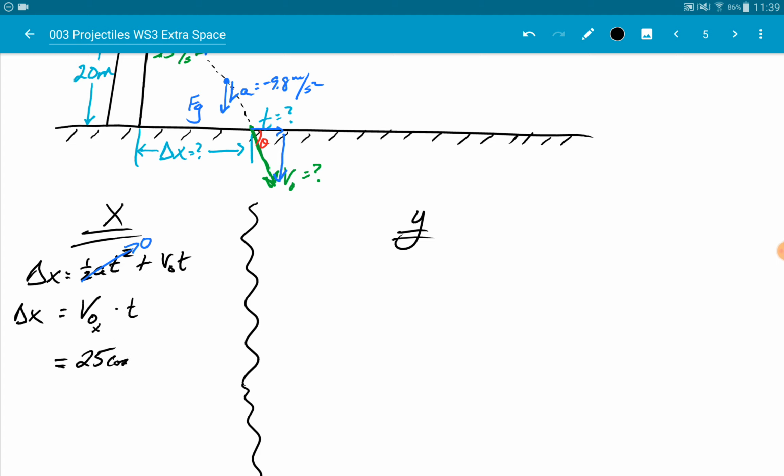It's 25 cosine of 60 degrees right there, multiplied by whatever time that is, it'll give me my displacement. So I do need to figure out two of those variables. I can't do that right away, but that's all right. We'll go into the y dimension, see what's going on over there.